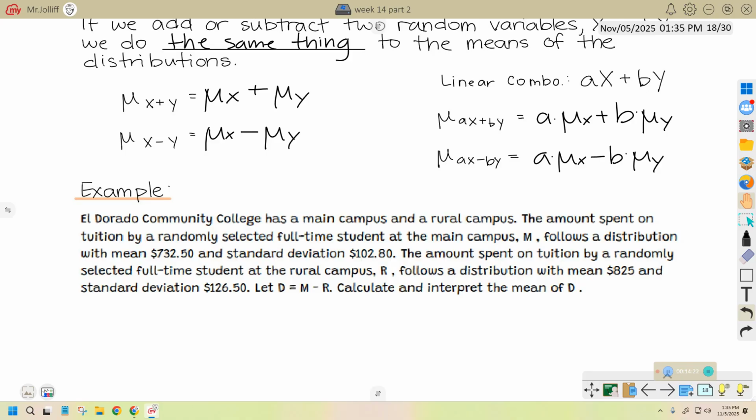Before we answer the question, which is calculate and interpret the mean for D, we need a conceptual understanding of what the heck D is. So I want you to take about 90 seconds in your group and describe to me in words what the distribution of D represents.